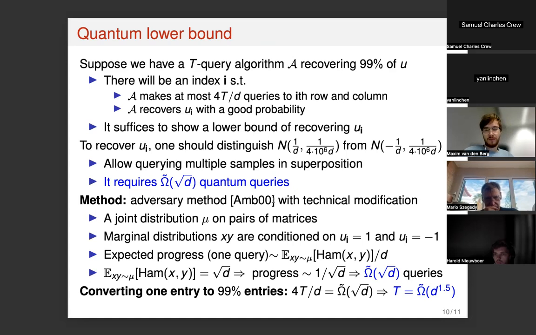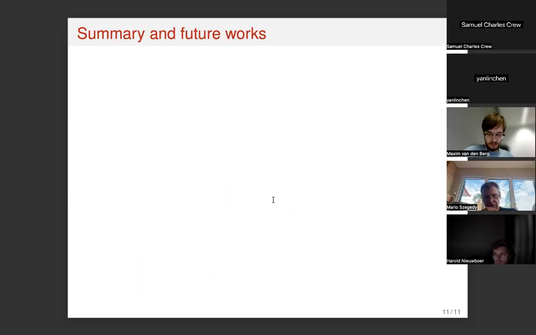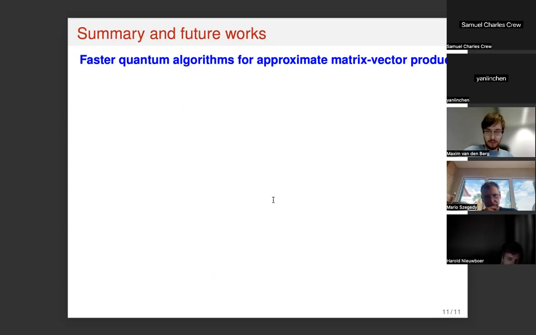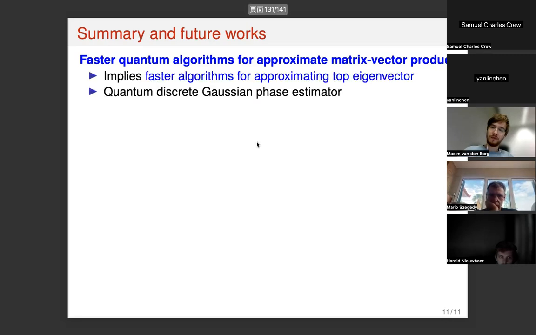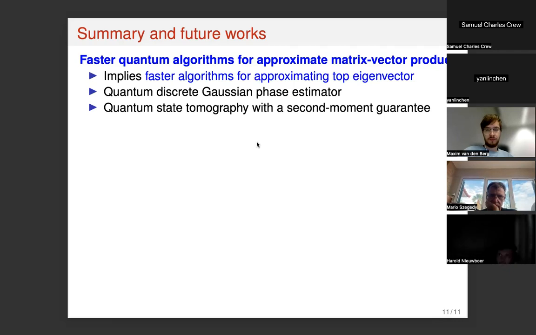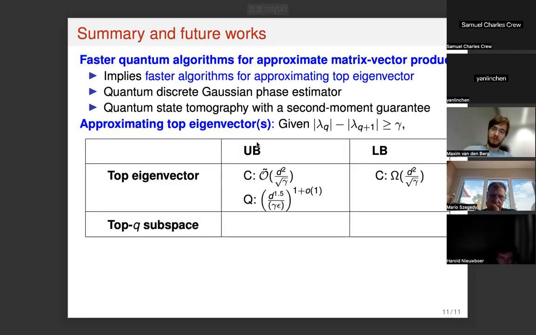And now maybe let's go back to the slide, because it's the last slide, the summary and the future works. In our paper, because we want a fast algorithm for the approximate top eigenvector, we invented some tools for fast algorithms for approximating the matrix vector product. Our tools include the quantum discrete Gaussian phase estimator and quantum state tomography with second moment guarantee. At the end, we can approximate the top eigenvector in time d to the 1.5 over gamma epsilon, and for the lower bound we show d to the 1.5, so the d dependency is tight. For the top q eigenspace, we can do it in q times d to the 1.5 with the same gamma epsilon dependency.